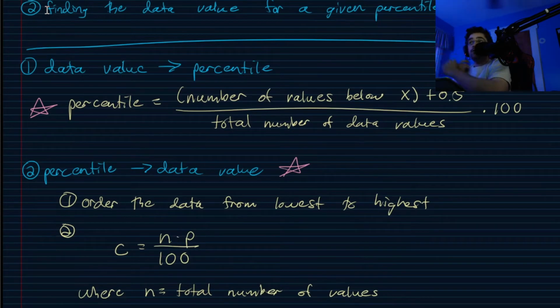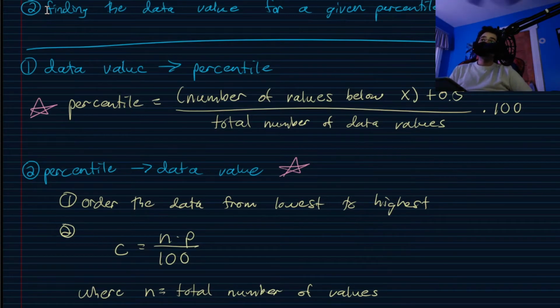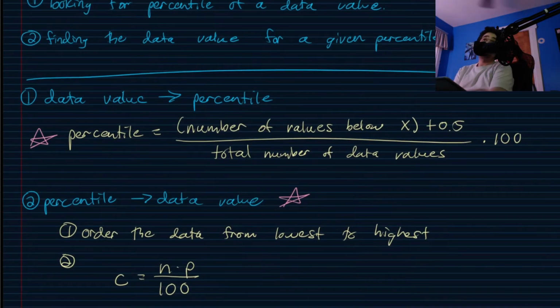The first thing we need to do for that formula in order to use it is sort the data, because the first parameter in that parentheses is the number of data values below x. So we have to sort the data, pinpoint where x is, and then count the number of data values below it for the formula. And then we add 0.5 to that, divide it by the total number of data values, and then multiply by 100, and it will tell us what percentile they fall in.